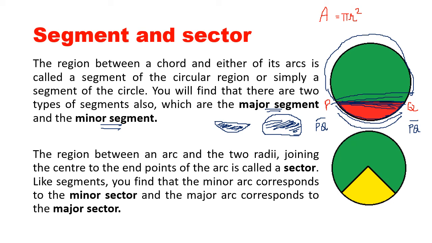Again, we have got the points P and Q, that is the chord. But this time I do not join the chord, I join the point P to O, the center of the circle. I join the point Q to the center of the circle. Now you see this shape in yellow. What does it have? It has got a radius, another radius, and the arc. This shape is called a sector. So when the sector is formed by the minor arc, it is called the minor sector, shown in the yellow color. And when the major arc forms the sector, it is called the major sector.